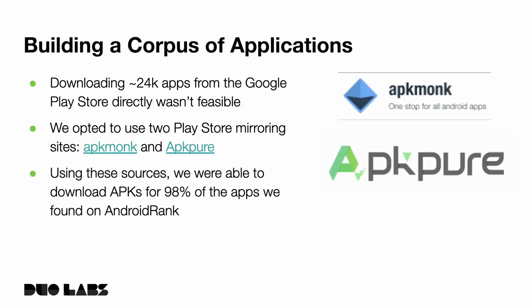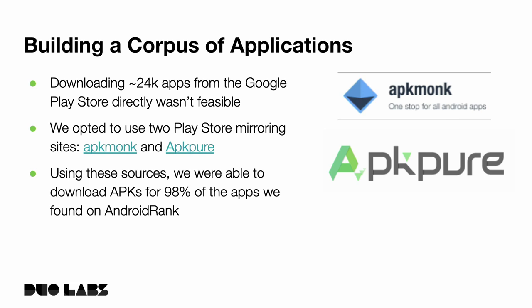So now that we have a list of apps, the next thing is to go acquire those apps and those APKs so we can actually do this analysis. We were going to start by trying to see, can we download all of these apps from the Google Play Store? Unfortunately, because some of these apps were only available in certain regions, we would have had to mask our IP to download each one of those applications. And that was a bit of complexity that we didn't want to deal with.